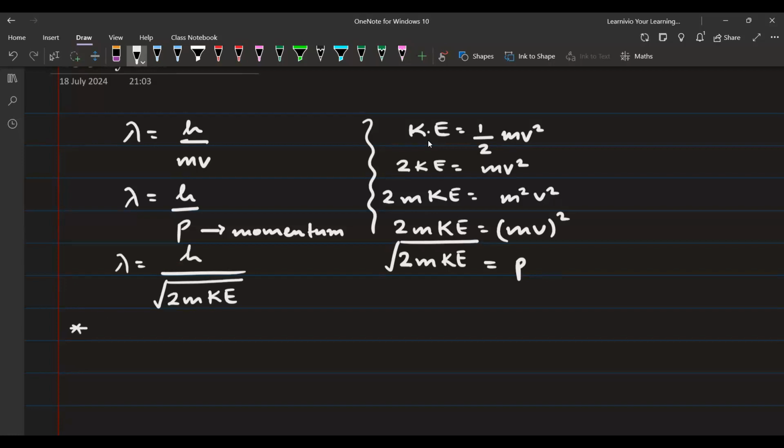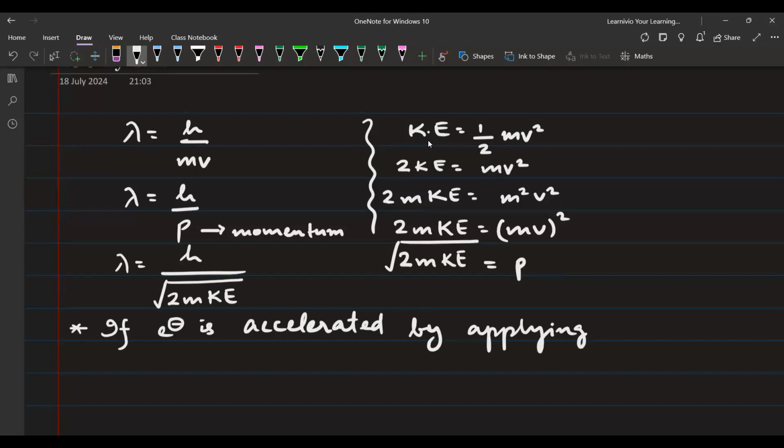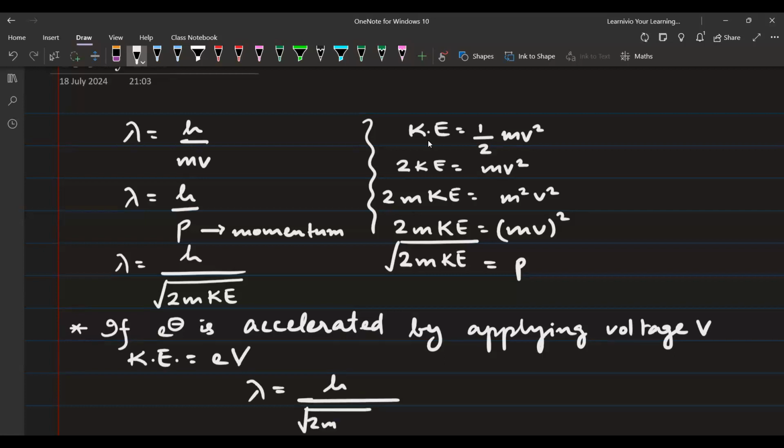One more thing, if an electron is accelerated by applying voltage V, kinetic energy is equal to electron volt. In that case, lambda becomes equal to h upon under root 2m electron volts, whatever voltage we have applied. Please write it here.